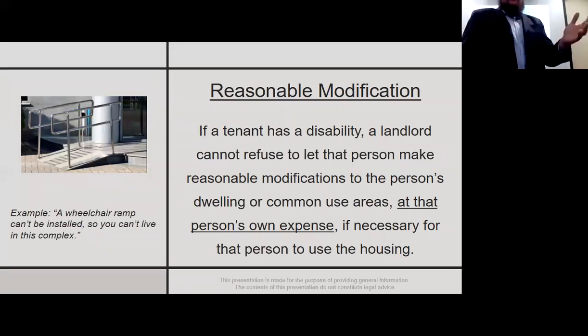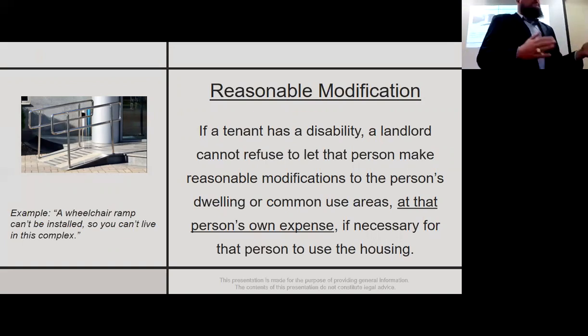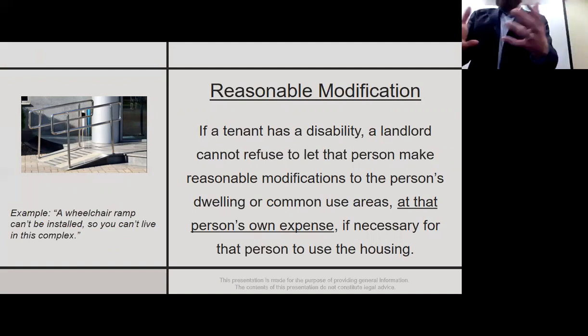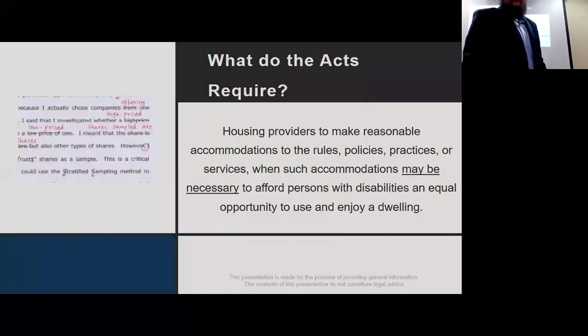Similarly, as I talked about reasonable modification, the key here is at that person's own expense. So in most instances, if they want to add a wheelchair accessibility ramp into their home, that's going to be on them to provide to get into their place. You don't have to do that as a reasonable accommodation. This will be a reasonable modification because it's changing the actual structure for them. It's not a policy change. It's not providing some other service to them. This is a structural change to the building itself.